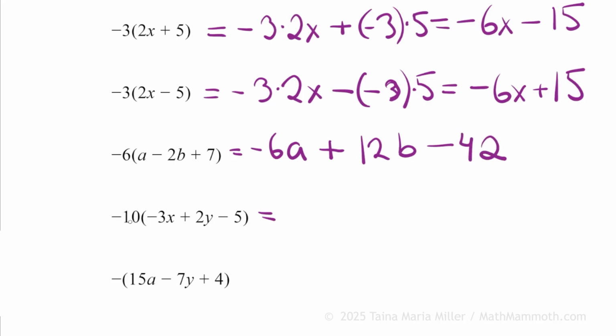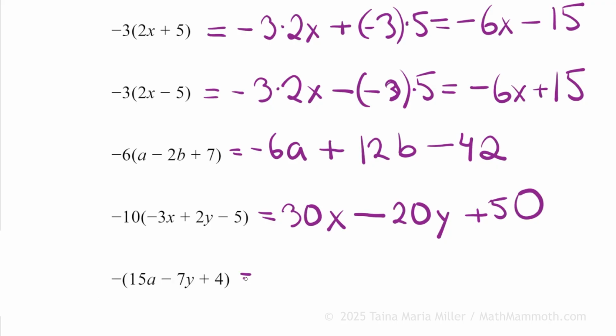Here, negative times negative is going to be +30x. Then negative times positive is going to be negative 10 times 2, it's going to be 20y. And then 10 times 5 is 50, and negative, so it's going to be +50. That is what I mean, that we can omit the intermediate step, thinking through these negatives and positives in our heads.